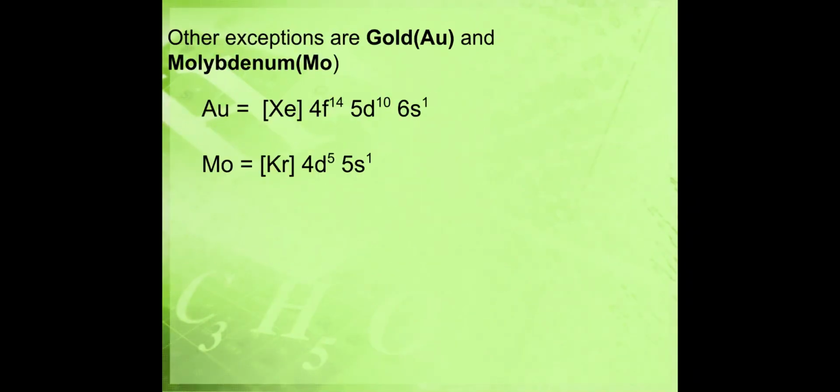So other exceptions are gold and molybdenum, but I'm pretty sure I will never give you an example on gold or molybdenum. These are higher elements that will follow the same Klechkowski exceptions. Okay. So at this point, I have come to the end. I will expect you to make sure you fill your packet all the way to here.